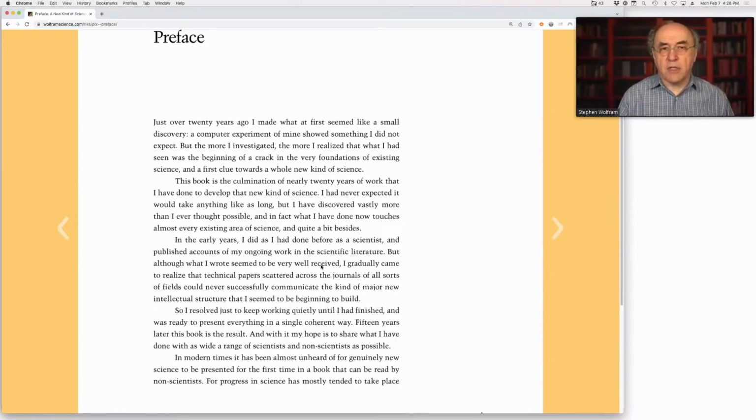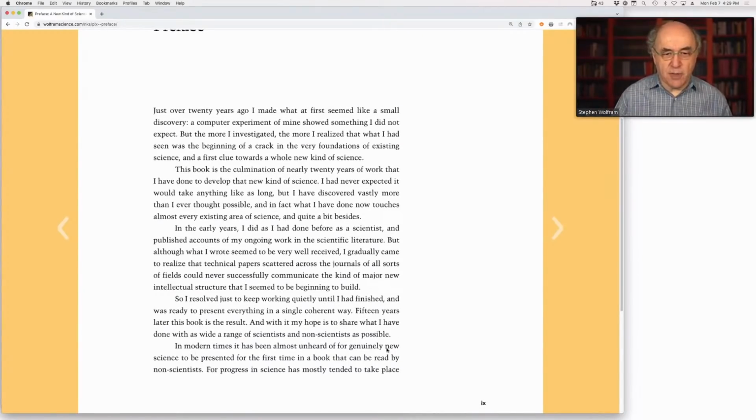And I decided I would sign up for something that was, in a sense, very difficult, which is to take these ideas, and if they were as fundamental as I thought they were, it should be possible to explain them, not just to specialists, but to anybody who's prepared to take the time to understand what was going on. And so one of my goals in the NKS book was to write it in such a way that it was accessible to a wide range of people. I talk about the fact that in modern times it's almost unheard of for genuinely new science to be presented for the first time in a book that can be read by non-scientists.